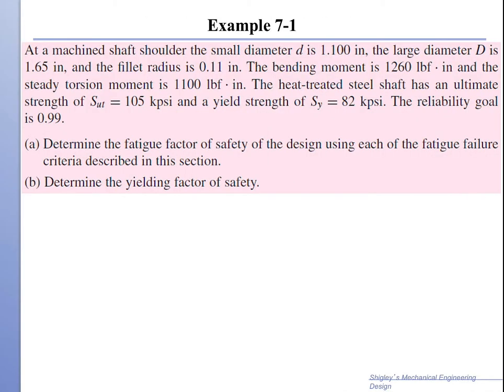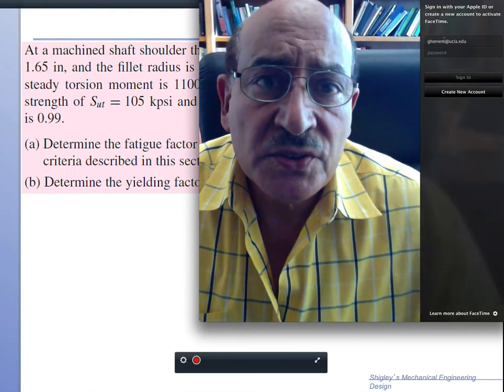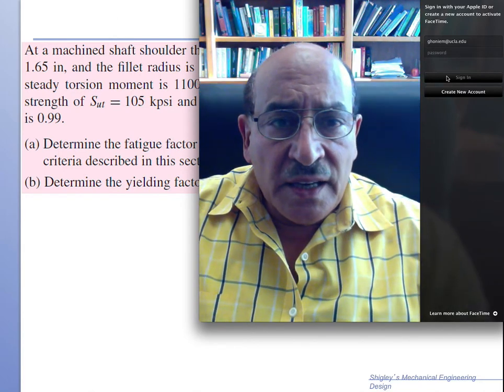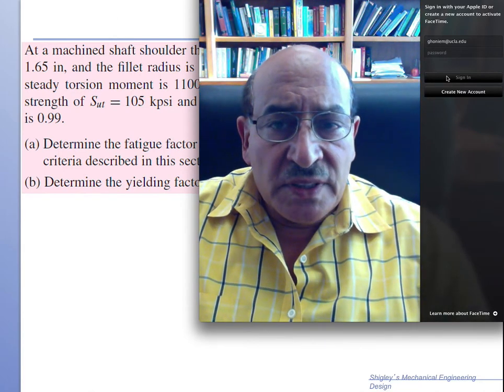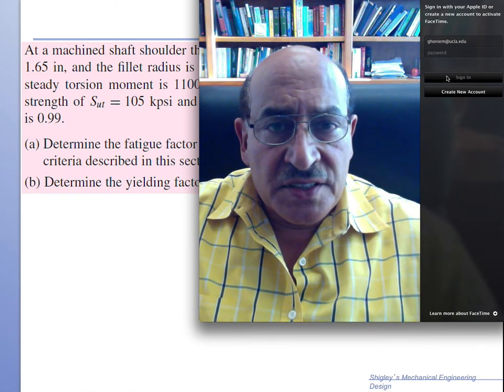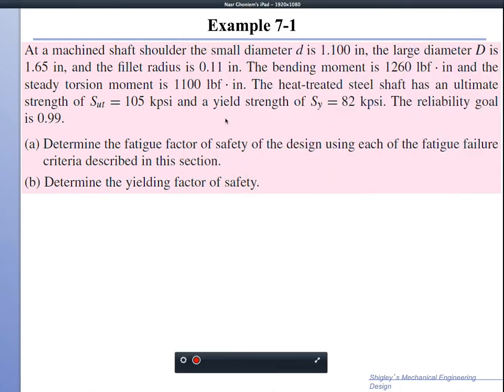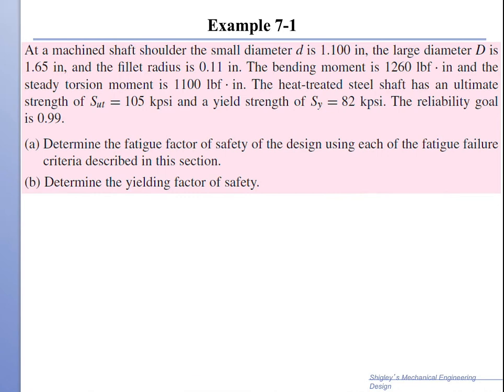So in the following, what I would like to do to finalize this lecture is describe an example, and in this example we will go through a process of designing a shaft under the conditions of bending moment and torsion. So if you consider here we have a machine shaft, lowercase d is the small diameter, 1.1 inch, and capital D is 1.65, and we have a fillet radius of 0.11 inch.